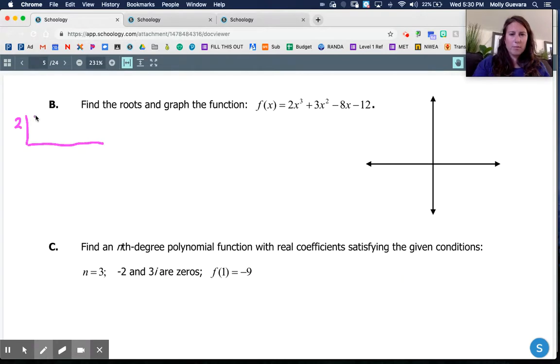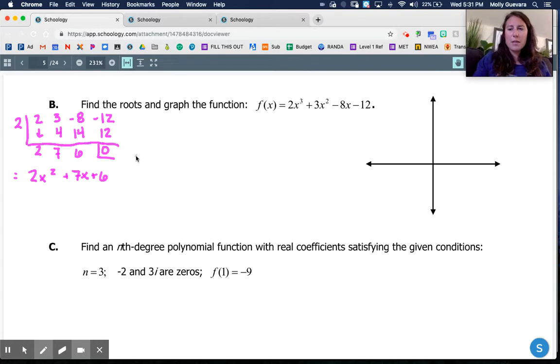This gives me 2, 3, -8, -12. And quick synthetic division, bring down the 2. I'm going to multiply and add, and multiply and add, and multiply and add. And I should get 0, right, on the bottom. So now I'm left with 2x squared plus 7x plus 6.